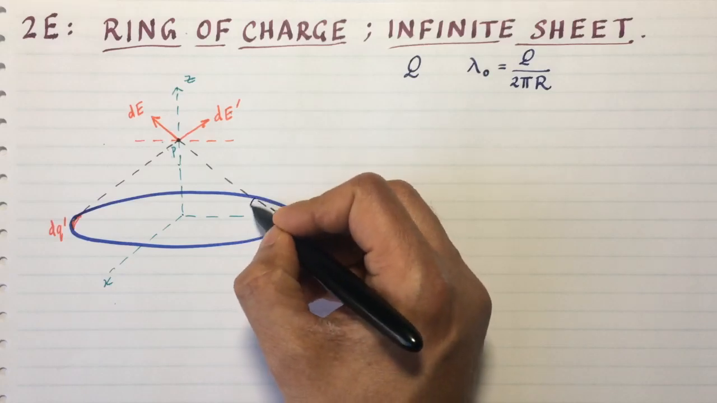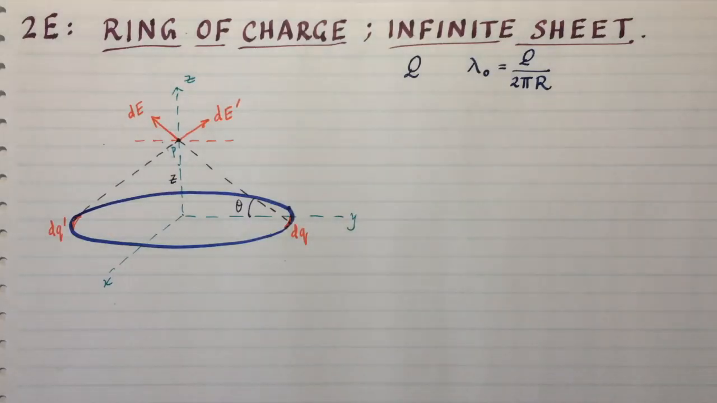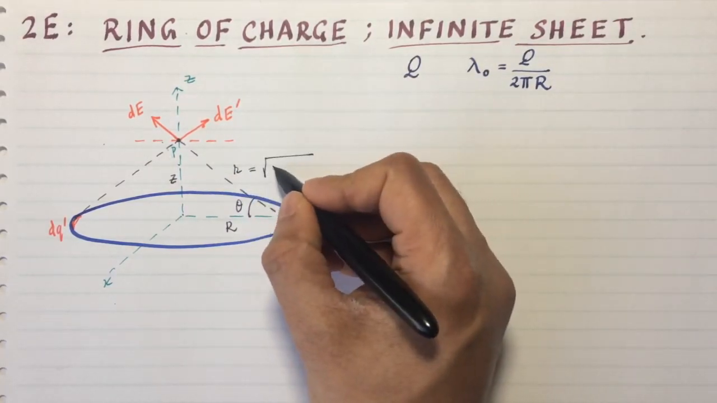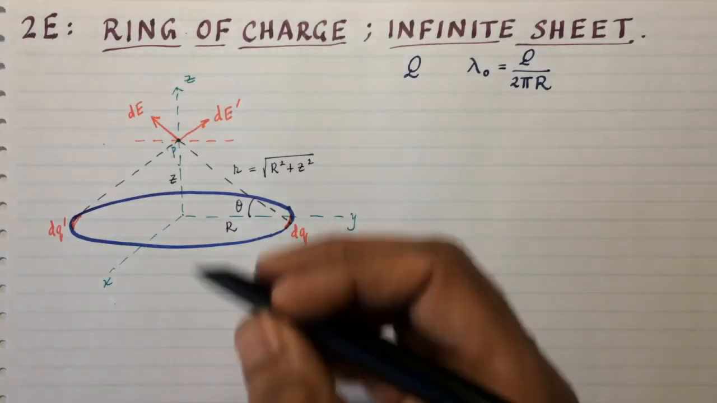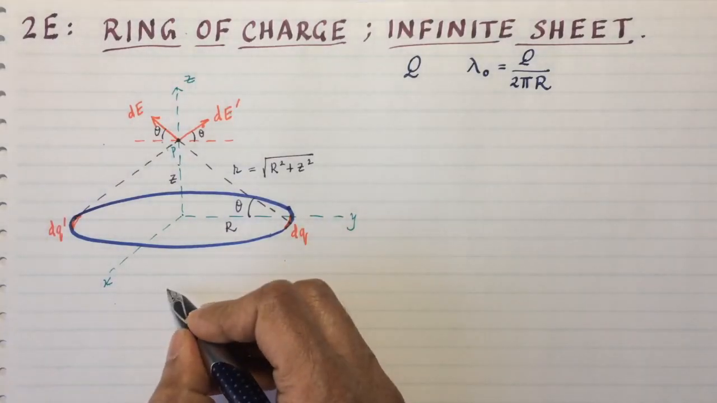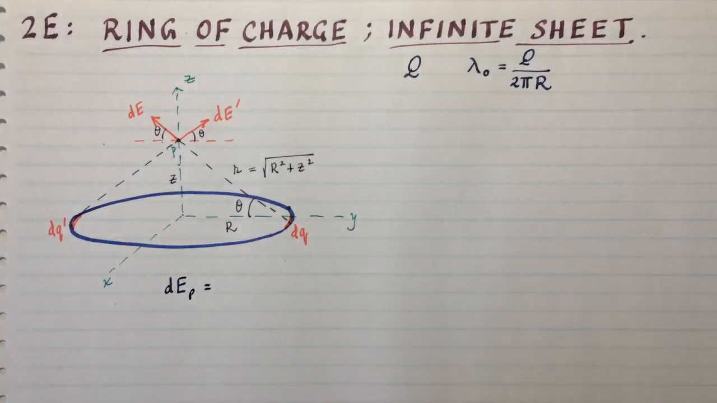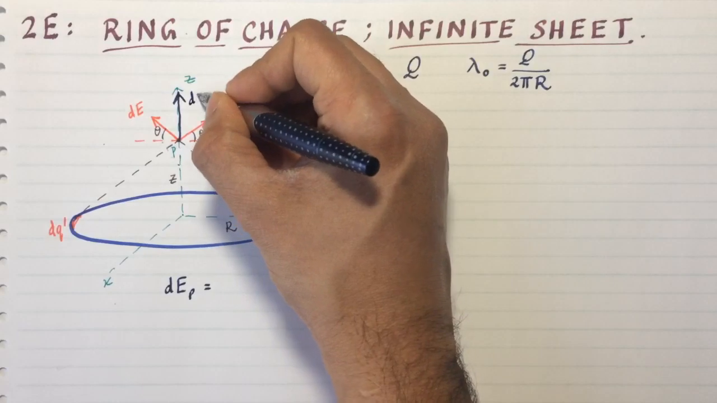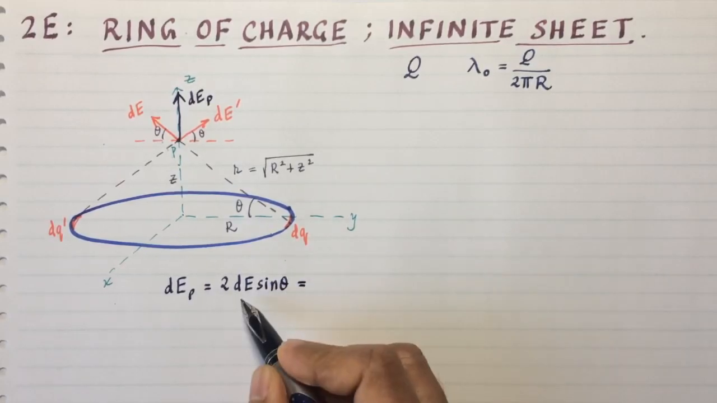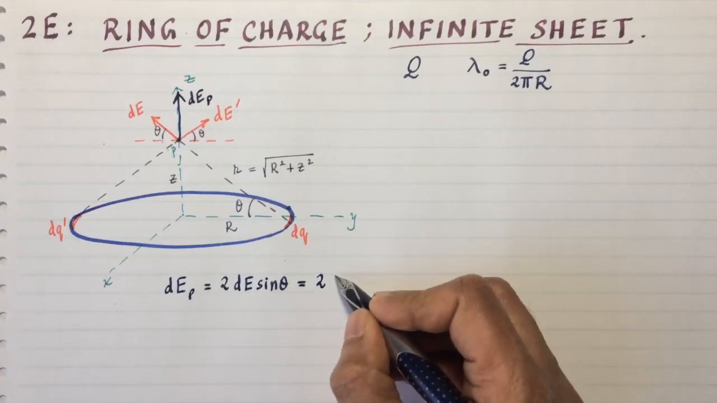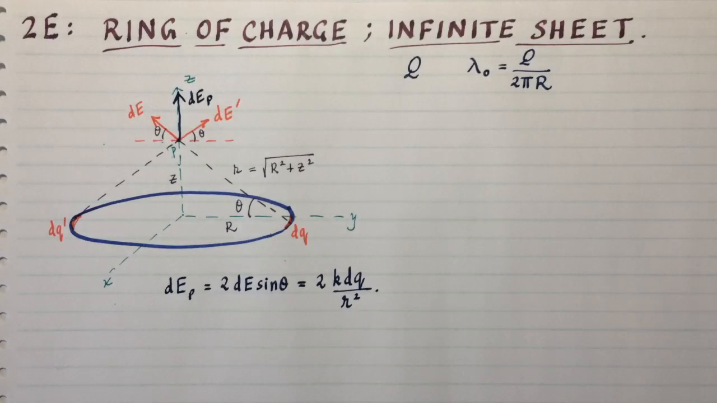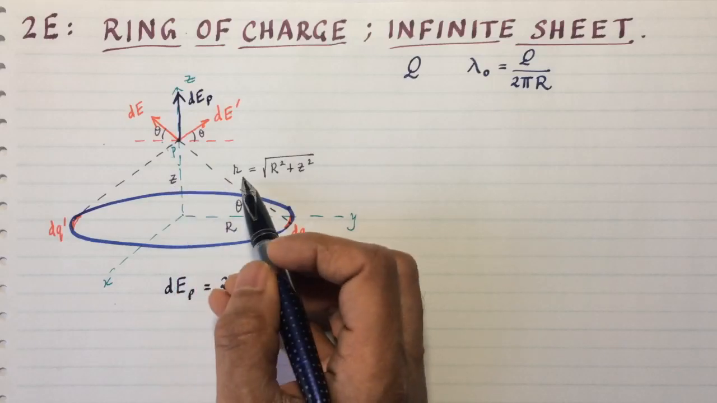Let's define this angle to be theta, and let's call the height of point P above the xy plane simply z. This is r. So by the Pythagorean theorem, that is just the square root of r squared plus z squared. That angle is theta, as is that angle. So we can write our electric field at point P, dE at P. Let me also draw it. That's how it would look. It's 2 times dE sine theta. Now dE for a point charge is k dq over r squared. So that's 2 times k dq over r squared times sine theta, which by trigonometry is z divided by r.